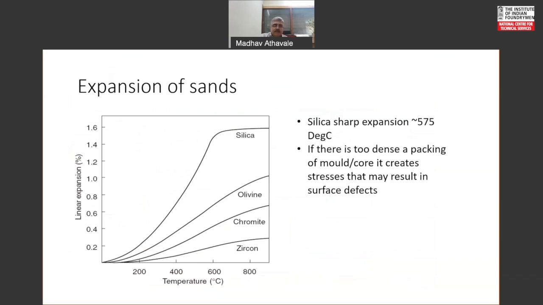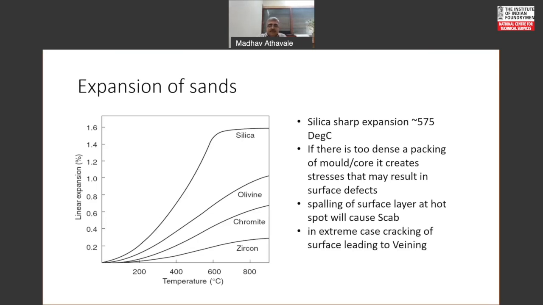Then there is olivine, chromite, and zircon, which have lesser and lesser amounts of expansion associated with them. Now, if there is too dense a packing, there are two parts. One is the inherent expansion of the sand, as is seen in this graph. The other one is too dense a packing of the mold and core, because that can create stresses and result in surface defects, such as surface spalling, causing rat tails or scabs in hotspot areas. In extreme cases, cracking of the surface leading to veining. We'll look at the mechanism of veining later on.